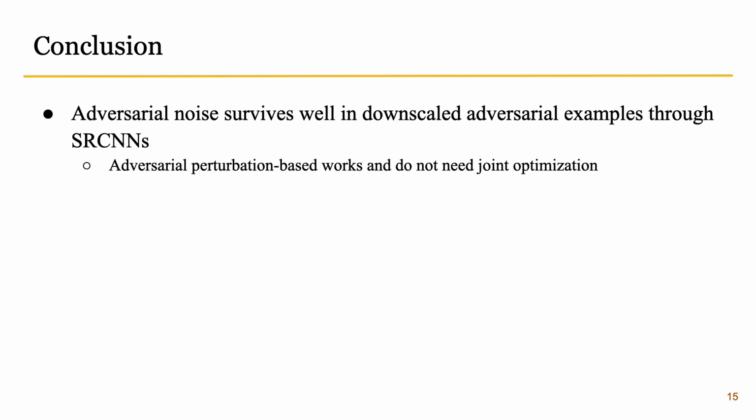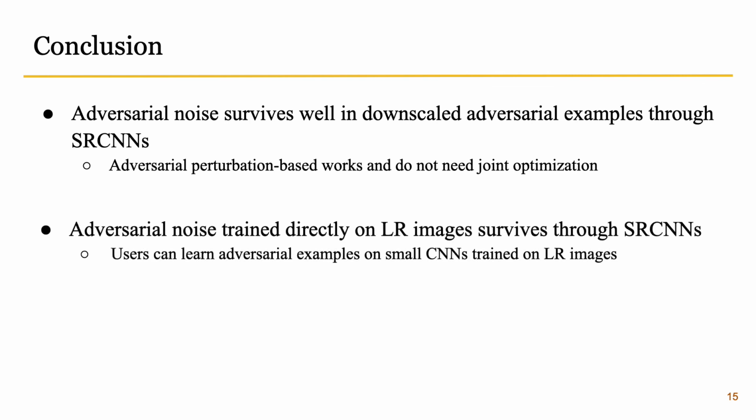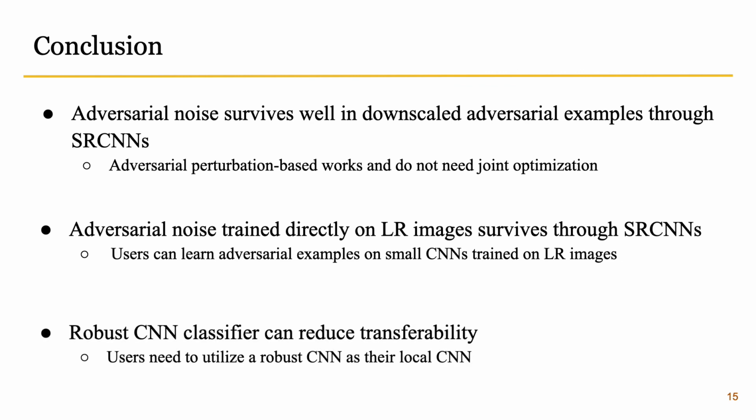Briefly, in our paper, we show that adversarial noise survives well in downscaled adversarial examples through SRCNNs. Adversarial noise trained directly on low-resolution images can survive through SRCNNs. Robust CNNs can reduce the transferability, but if users utilize a robust CNN, then their transferability will be high.